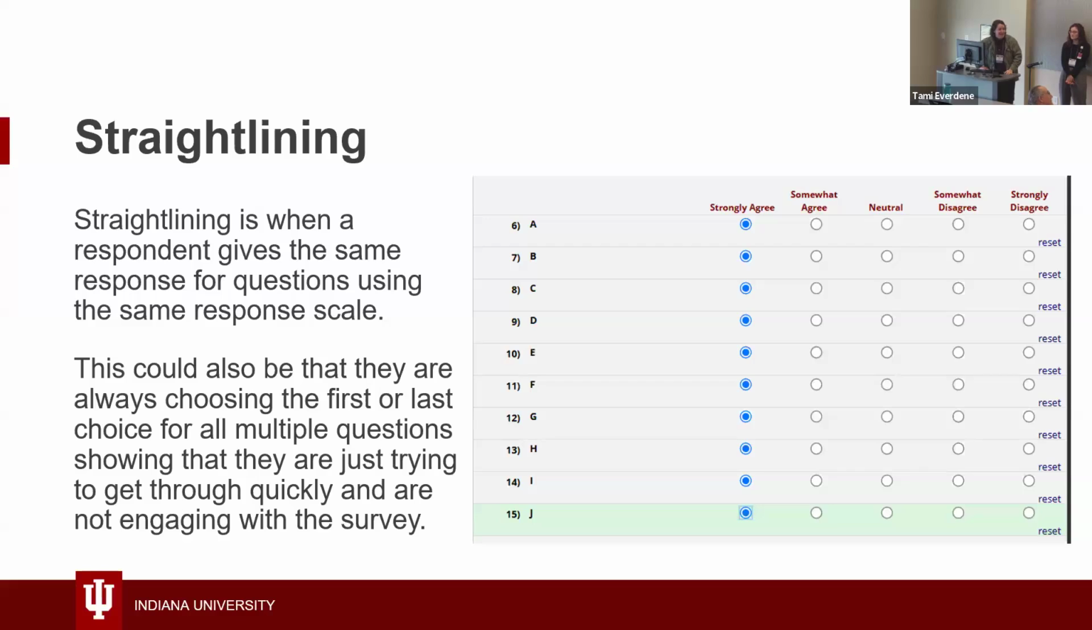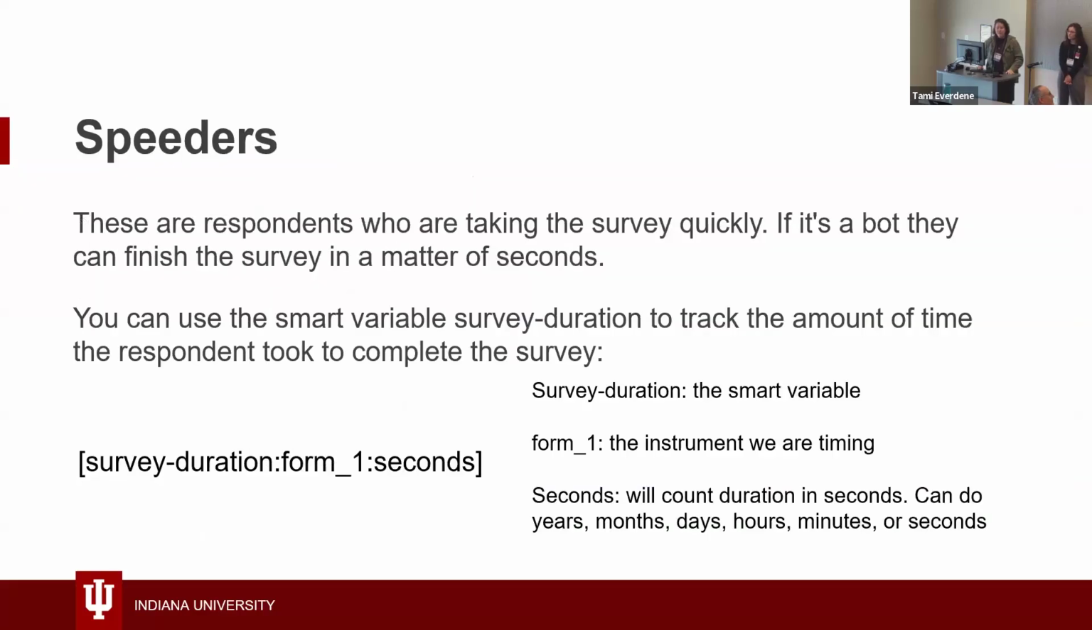So the first is straight lining. This is when someone goes in and they just are answering the same thing. So you can see my great survey I made, ABCD, and I just hit strongly agree for everything. This also works for multiple choice questions. If they're just going through and hitting the first choice or the last choice every time, they're probably not that engaged, and that's something to look for. Along with that, if they are a straight liner, they're probably also speeding through this thing.